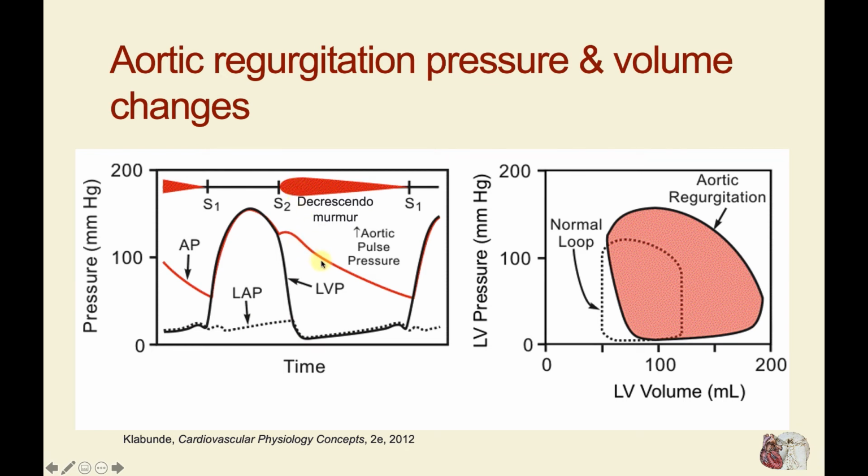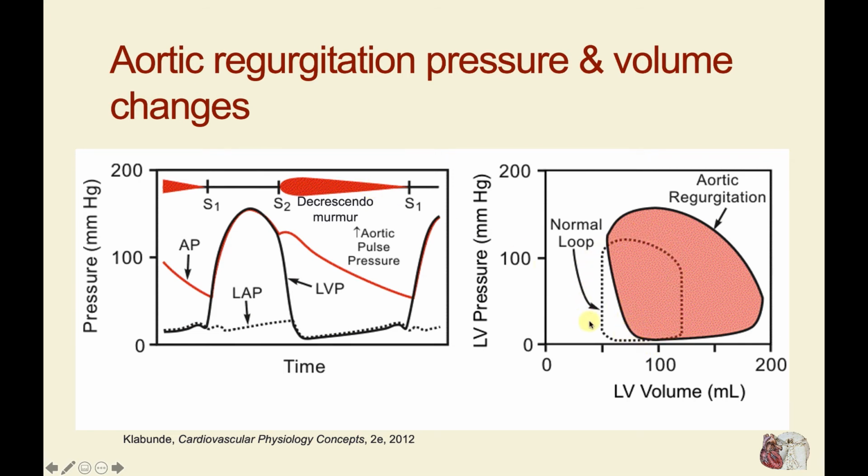As we begin to fill the ventricle further with blood and the aortic pressure falls, then the gradient for that regurgitant flow is reduced, and therefore the velocity of that regurgitant flow is reduced, and so the intensity of the murmur falls. Now let's depict this with a pressure volume loop.